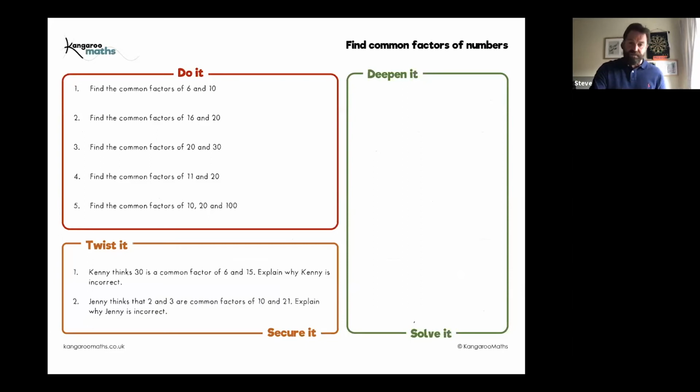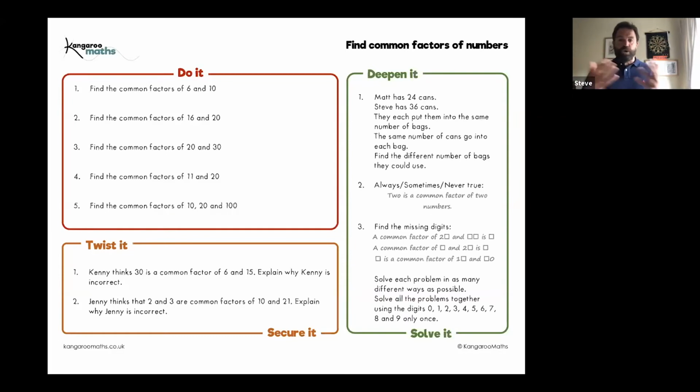The twist it is, it's incorrect. Kenny thinks 30 is a common factor of 6 and 15. Yeah, that sounds good. 6 and 15 both go into 30. Why is he incorrect? Well, he's incorrect because that's a multiple. It's not a factor.